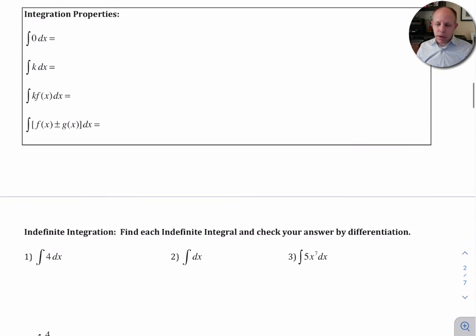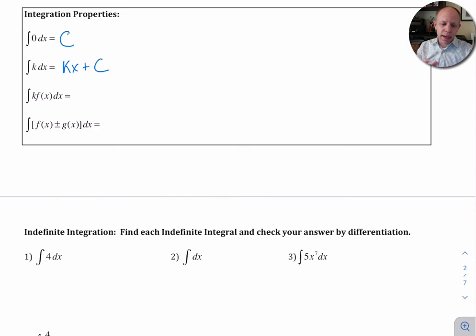All right, so we have some integration properties to talk about here. The antiderivative of 0. Well, what function has a derivative of 0? Well, that's going to be a constant function. So you get c there. The next one is k dx. So k is just a constant, and so that one is going to be k times x plus c.